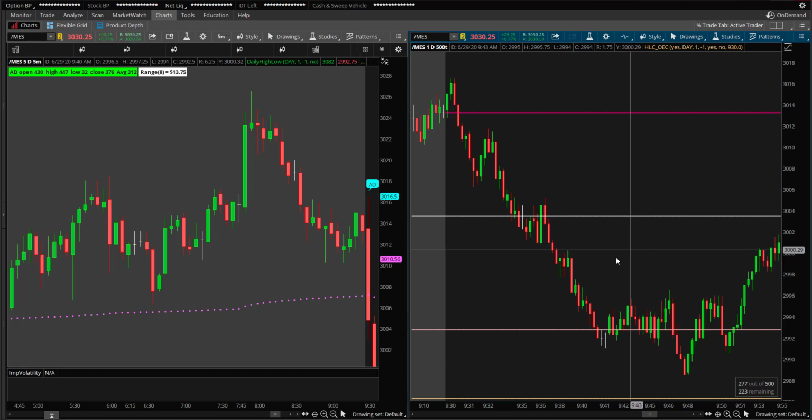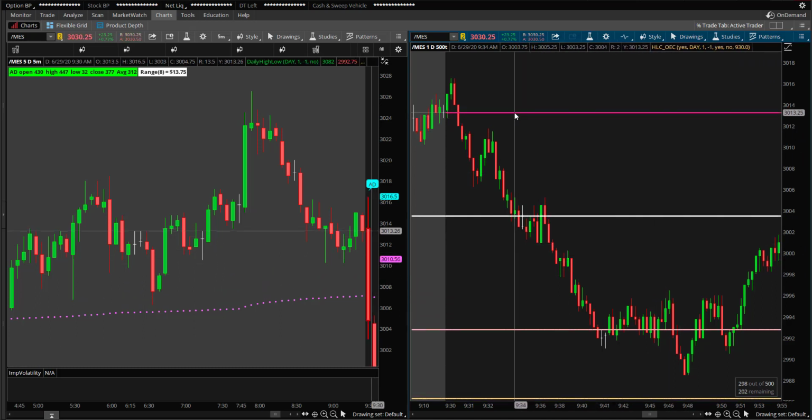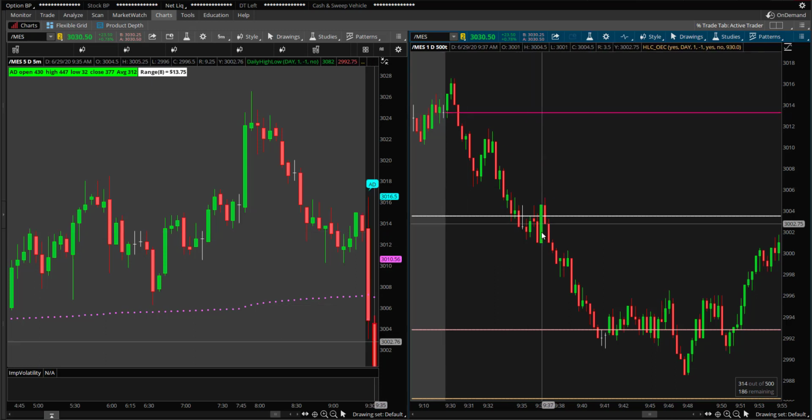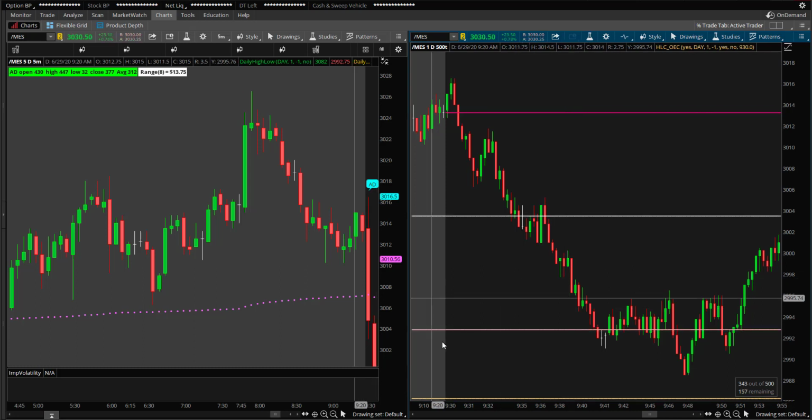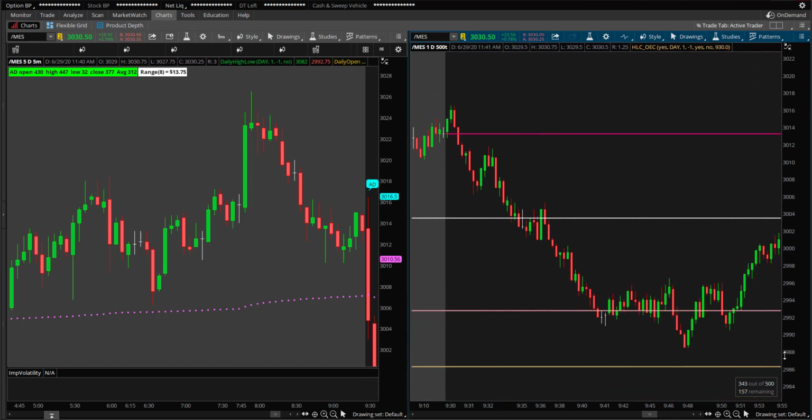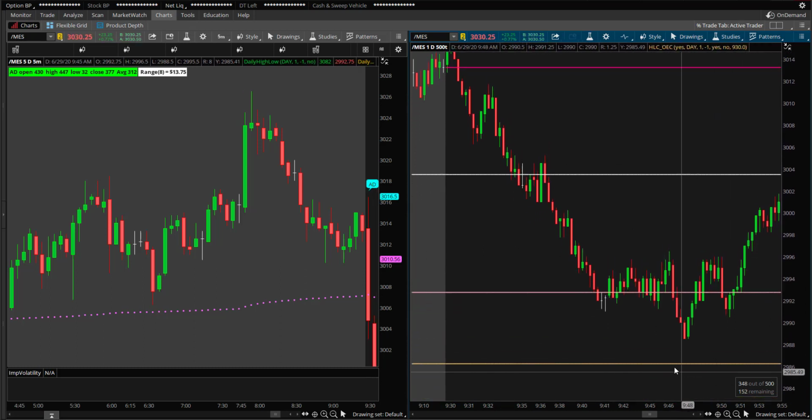All right, I added some lines to the chart, and the lines that we see here, we have a kind of pink line. That's moments before the open. We have this red line, or a light pink, and that was the low of the previous day. And then we have this orange or yellow line down here, and that was where the market opened last night.